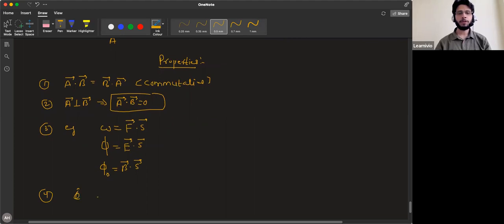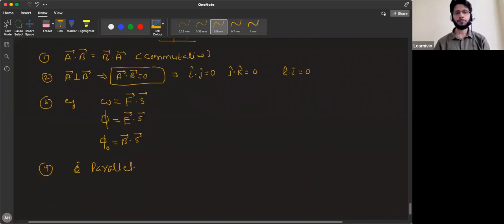I'm writing a few examples. i dot j, i is along the x-axis, j is along the y-axis, so i dot j should be 0. Similarly, j dot k will be 0. Similarly, k dot i will be 0. So if you have two unit vectors which are perpendicular, then their dot product would be 0.